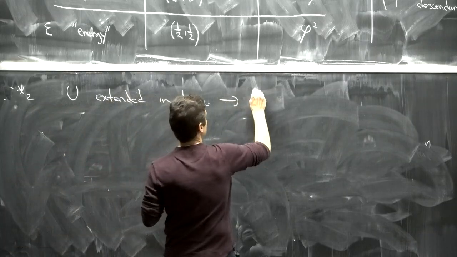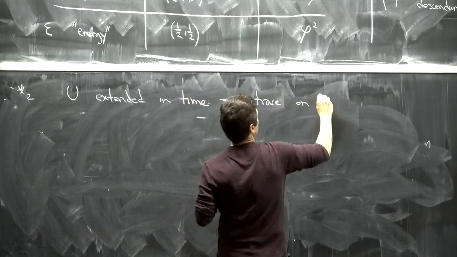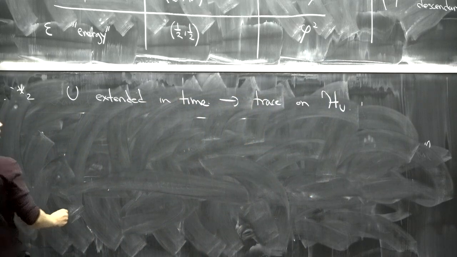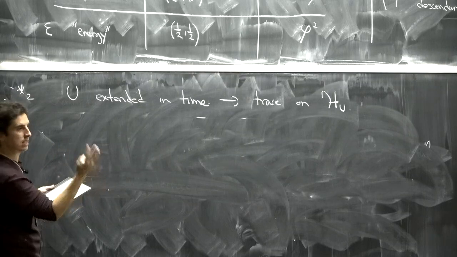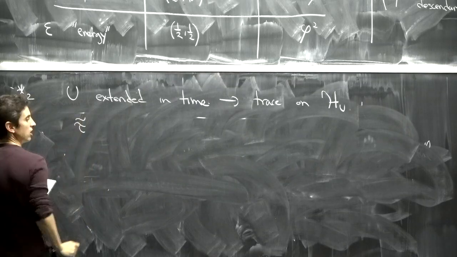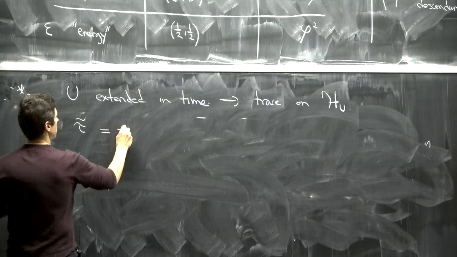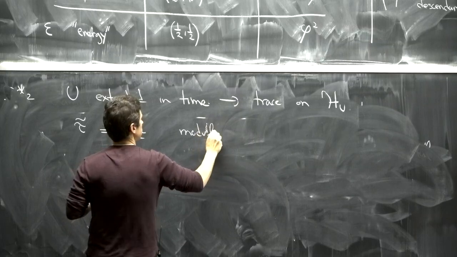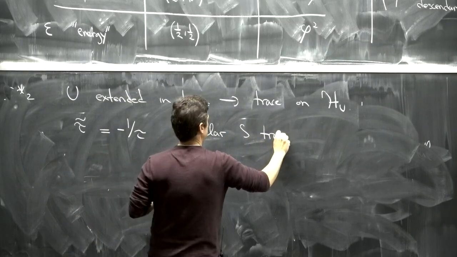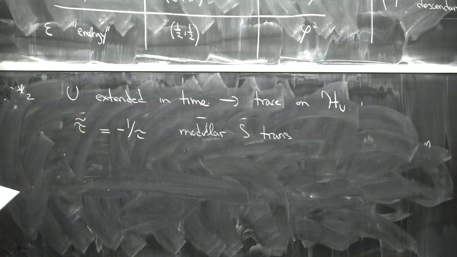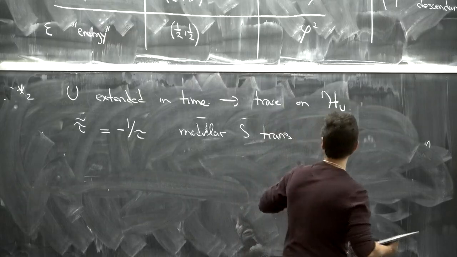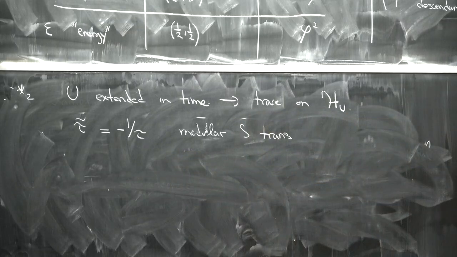Now the trace is on this twisted sector Hilbert space. Because I have rotated space and time, I have done a modular transformation. So I have a new tau tilde, which is minus 1 over tau. This is the modular S transformation. That's again a formula that I can work out, and it must be equal to the other formula after I set tau tilde to be minus 1 over tau.